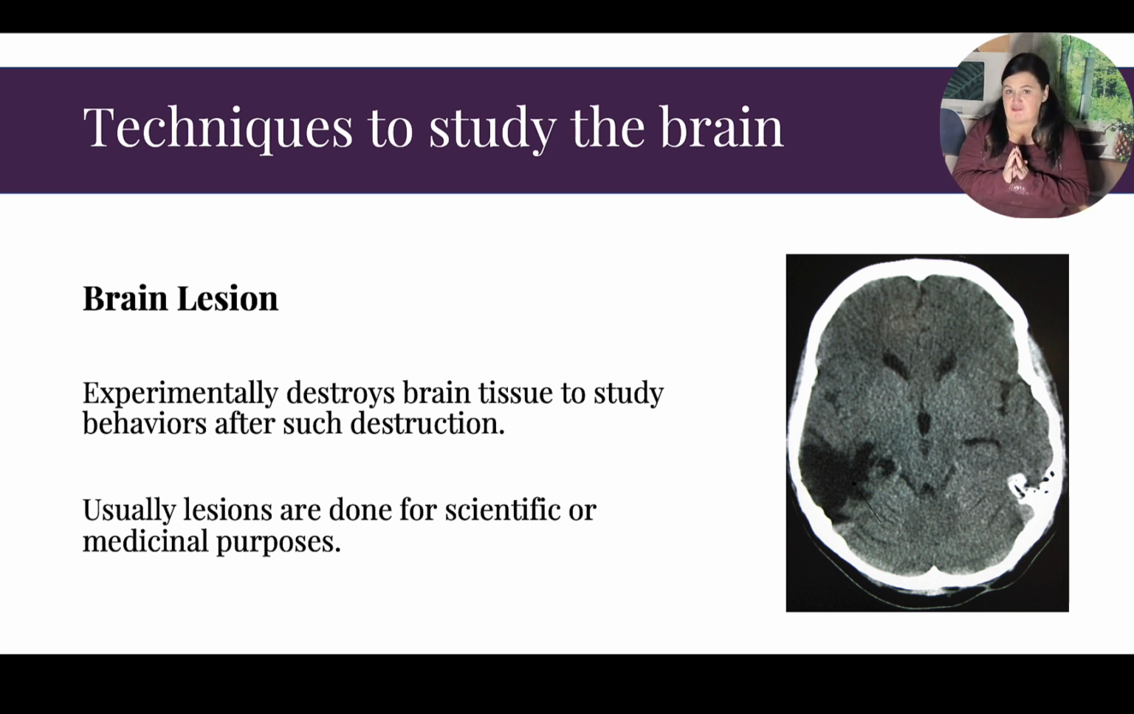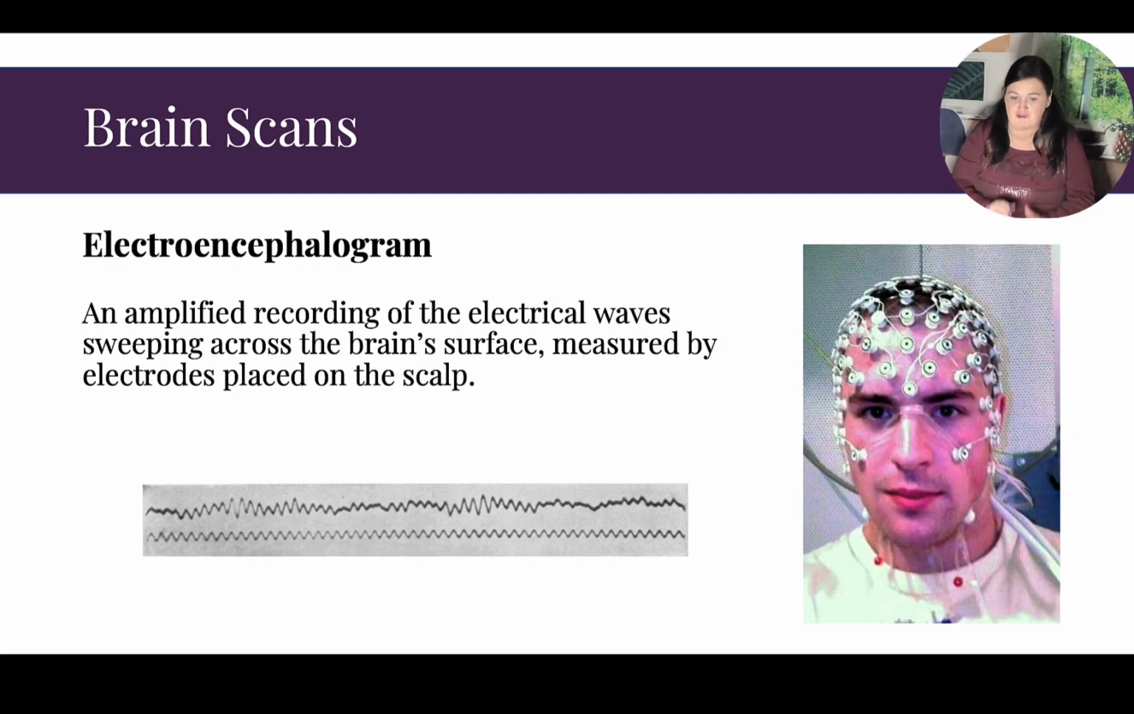Now, we're going to talk about scans and different imaging techniques. There are a lot of them, so let's start with the electroencephalogram. It comes first, which is an amplified recording of the electrical waves sweeping across the brain surface, measured by the electrodes that are placed on top of the scalp. You'll see these little electrodes are attached to little wires, and then the readout here is the brain waves or the brain activity that's happening.